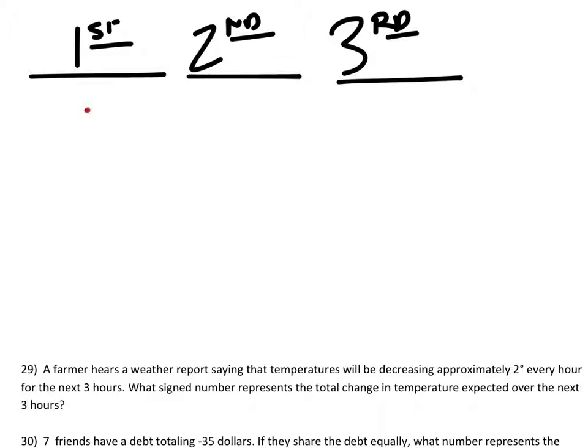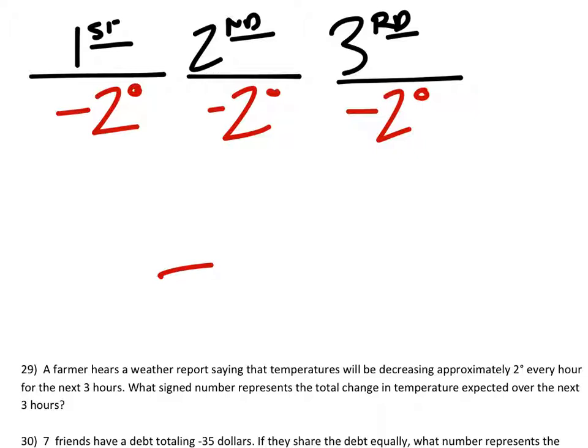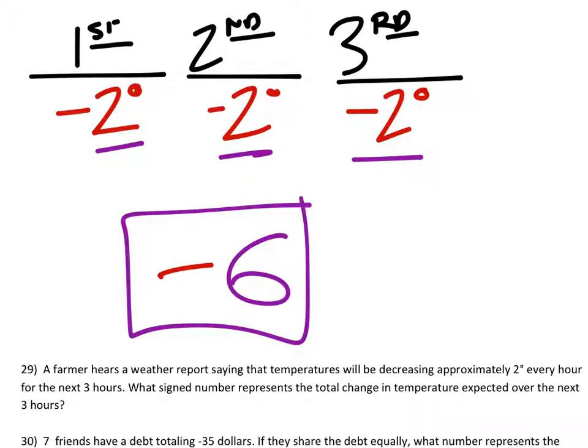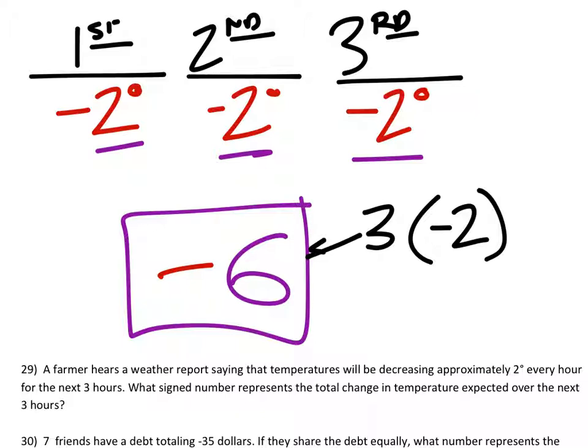So the first hour, it's going to decrease 2 degrees. The next hour, it's going to decrease 2 degrees. And the third hour, decrease 2 degrees. So overall, how much did it decrease? Well, 2, 4, 6. It decreased by 6 degrees. I guess we really don't need that degree right there. It would just be represented by -6. Of course, if you use multiplication, you'd have had 3 groups of -2, which is still -6.